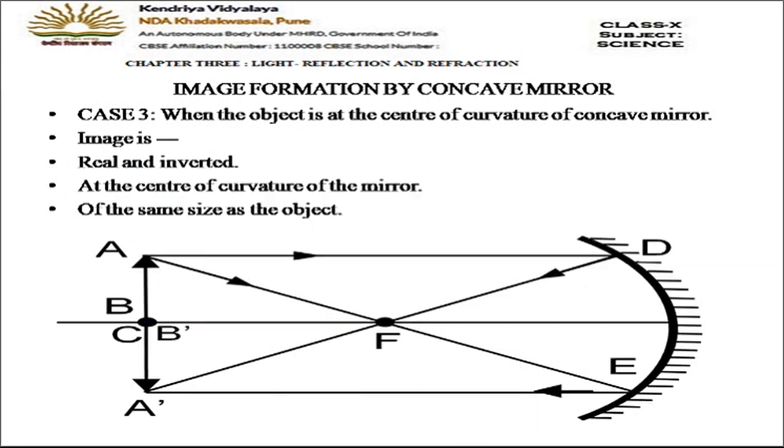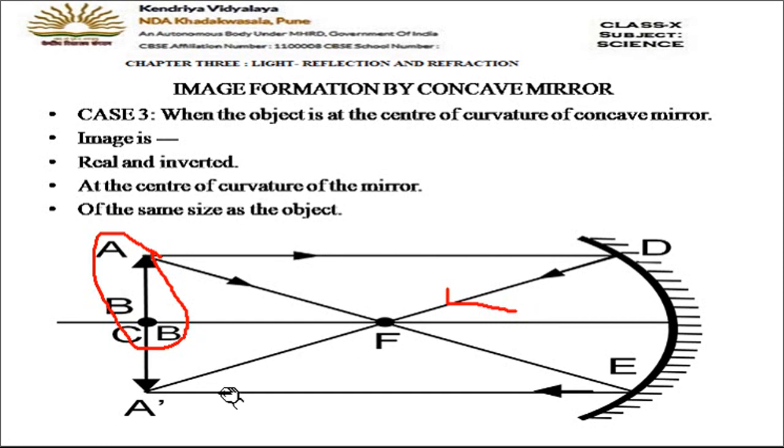Case number 3 is when the object is at the center of curvature of the concave mirror. Now we are changing the positions of the object. Fine, so where is our object now? Our object is at point C, so AB is our object. Fine, now again two rays we have to consider. One is going parallel to the principal axis. After reflection it will pass through F.